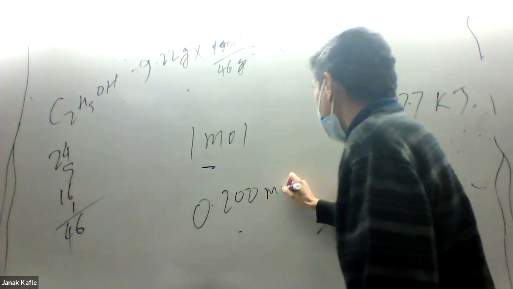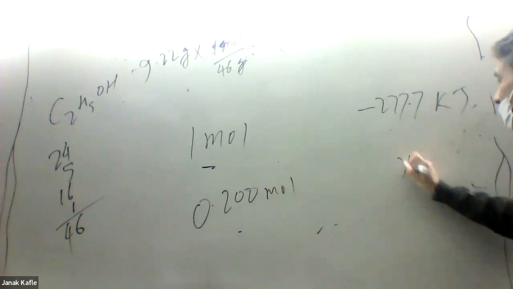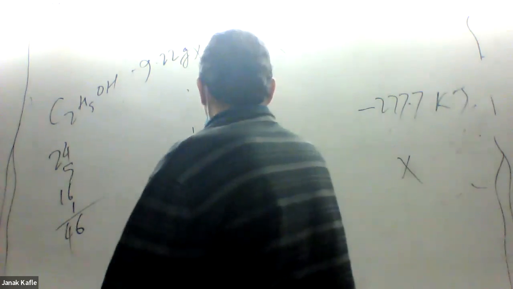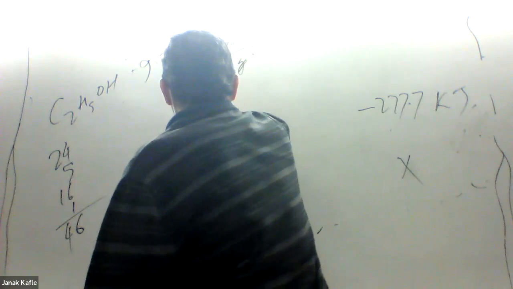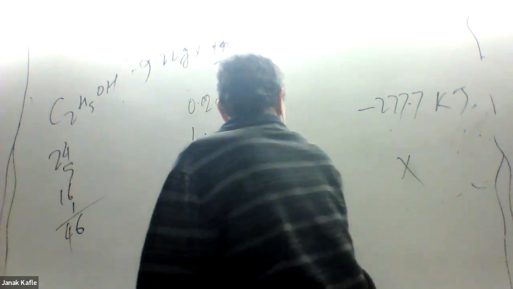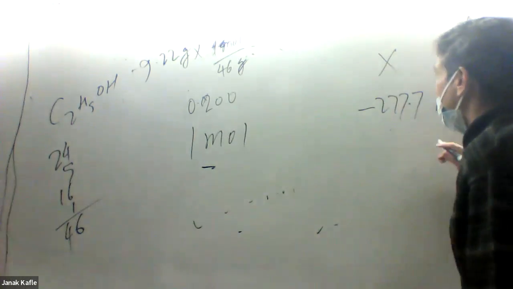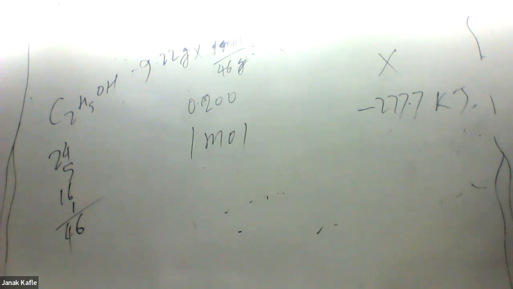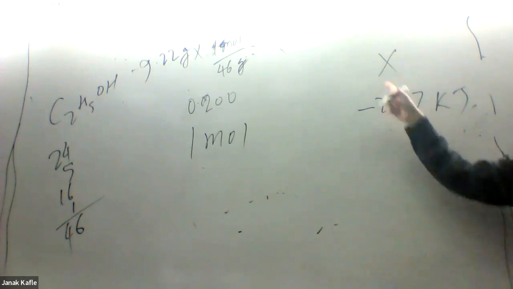200 moles of ethanol. How many moles of heat would you get? Just like that. Or you could write this up here for ease. So I put 0.200 and I put that x up here. The math becomes much easier if you put the x toward the top than down. Otherwise it takes a long time to calculate. So directly you take the ratio.